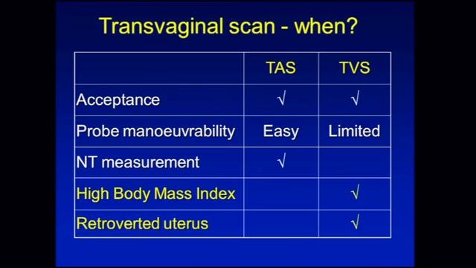First question that I was often asked is, when should we do the transvaginal scan? Well, we usually start the scan by using the transabdominal probe, which is easier to maneuver and preferred for NT measurement. However, in mothers with high body mass index or a retroverted uterus, we would not spend a lot of time with the transabdominal scan, but would move on to the transvaginal scan.